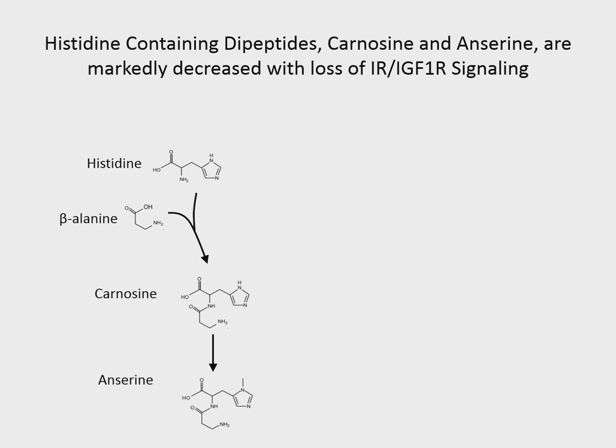So histidine and beta-alanine can be combined into a histidine-containing dipeptide, including carnosine and anserine. These are highly enriched in muscle tissue relative to other tissues in the body and are not found within the plasma because there are specific enzymes which degrade these.